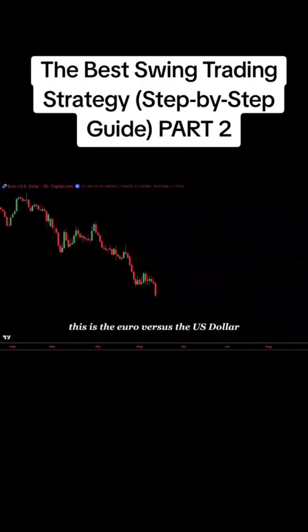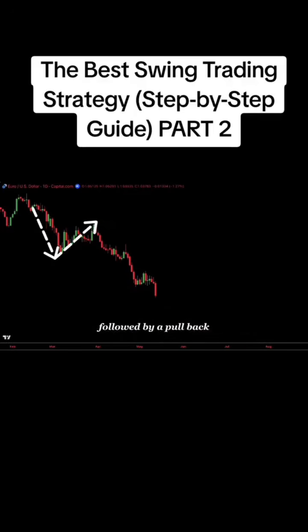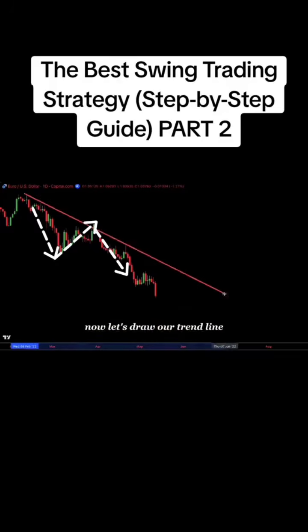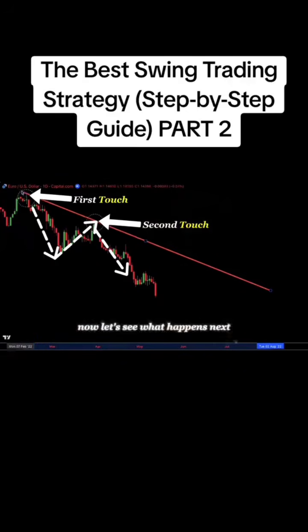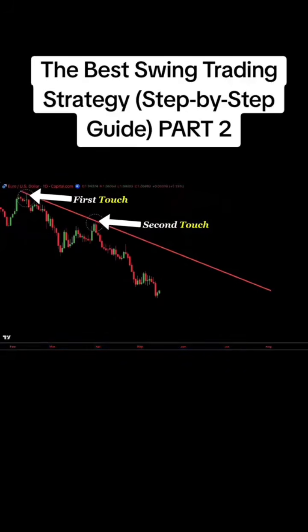This is the euro versus the US dollar on the daily chart. As you can see, the market makes an impulsive move lower, followed by a pullback, and then another impulsive move lower. This confirms that the market is in a clear downtrend. Now let's draw our trend line by connecting the swing highs. Here is the first touch, and here is the second touch. Now let's see what happens next.